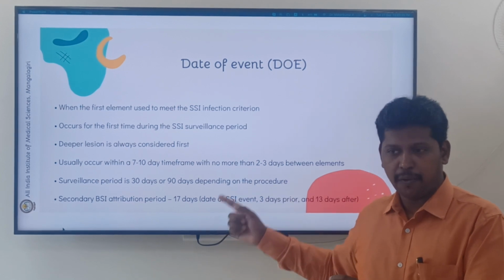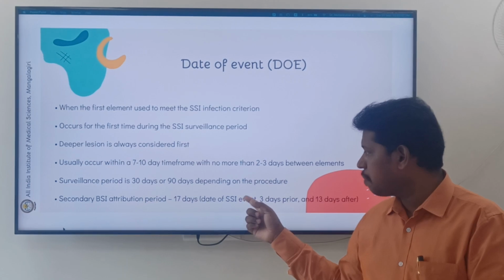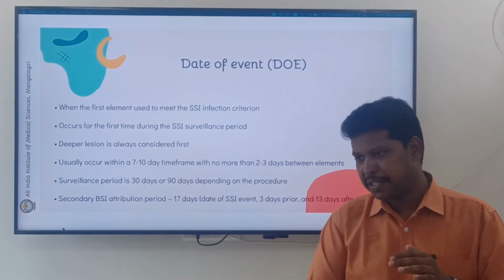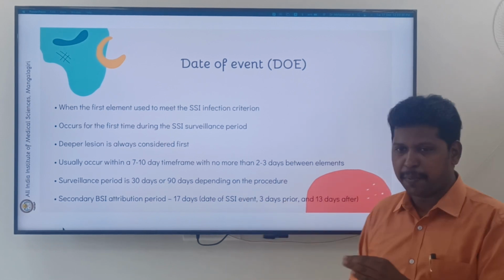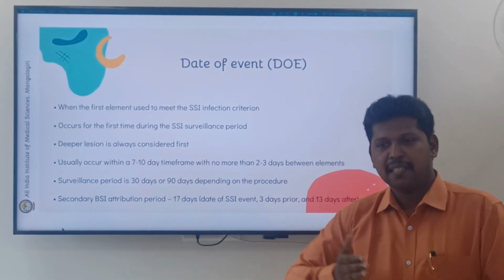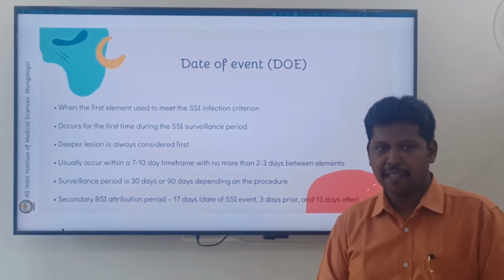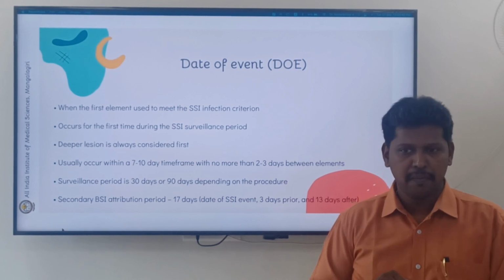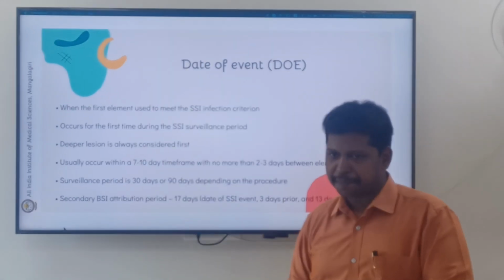It is different for this as well as the device-associated infections. The secondary bloodstream infection attribution period is different in the case of device-associated infections. Only for SSI it is 17 days: 3 days prior to the event, 13 days after the event. So in this duration, if the patient is having a bloodstream infection with a similar matching organism from the surgical site infection, then that means it will be attributed to the SSI.